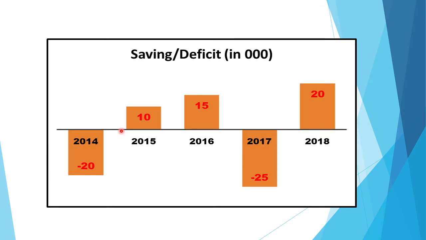Here you can see the bar diagrammatic presentation of the saving and deficit of the company, which shows in 2014 the deficit is of 20 and likewise in 2017 the deficit is of 25, and the savings are done during 2015, 16 and 18, right?